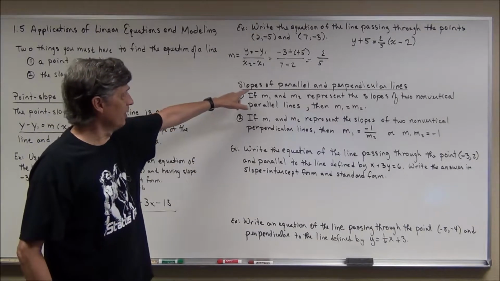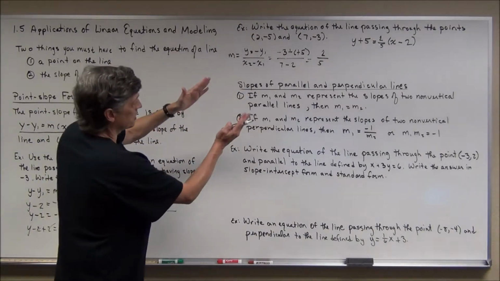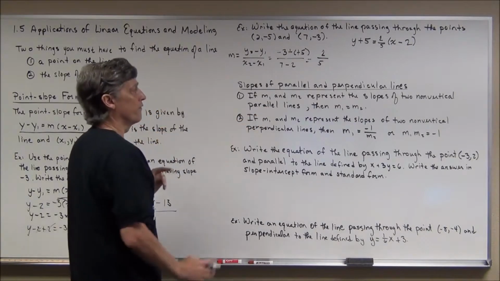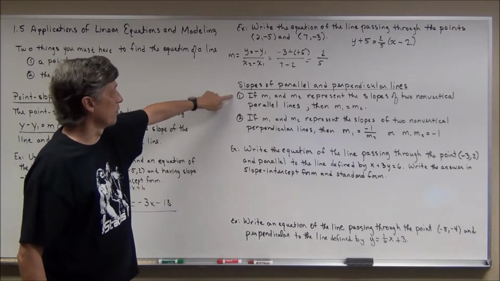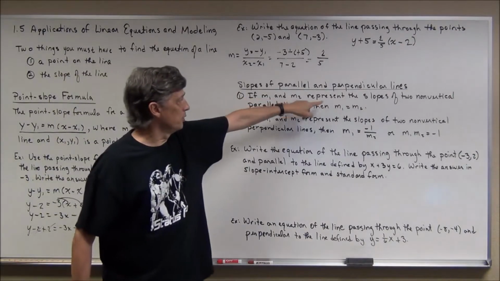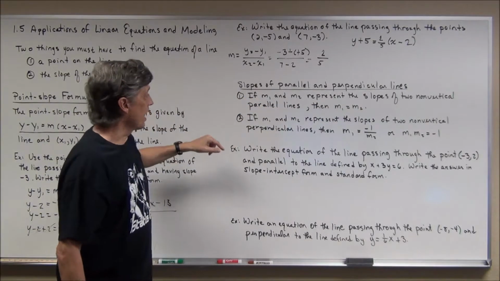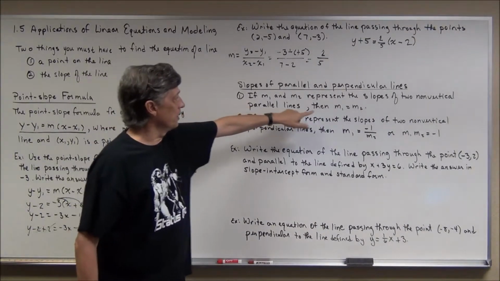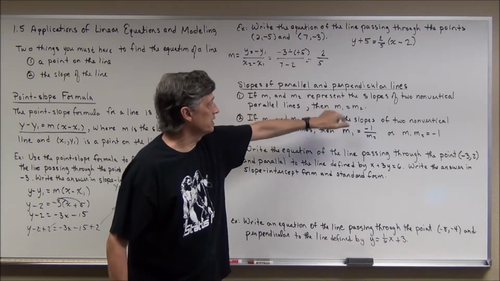So if I have parallel lines, they are angled the same way. They have the same slant. Therefore, they have the same slope. Look at number 1 here. If m sub 1 and m sub 2 represent the slopes of 2 non-vertical, because vertical lines don't have slope, parallel lines, then the slopes are equal. m sub 1 must equal m sub 2.